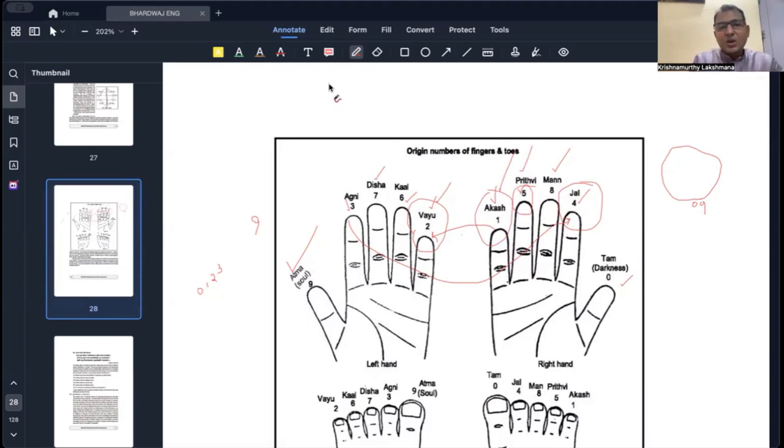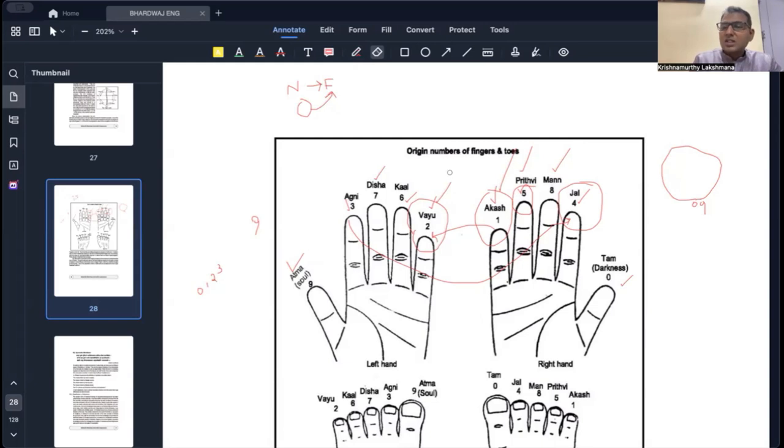So now we have allocated numbers to the fingers. Now we have to allocate the organs to the fingers. So how do we do that? These names of the fingers, we have to remember this way only. Is there any logic to remember that?